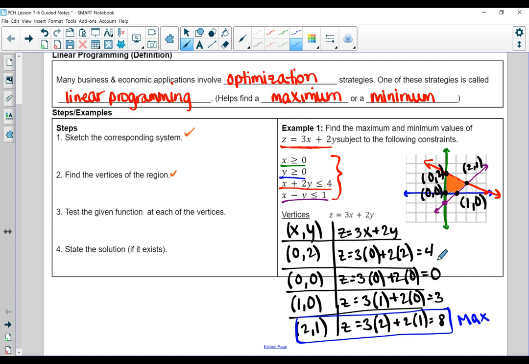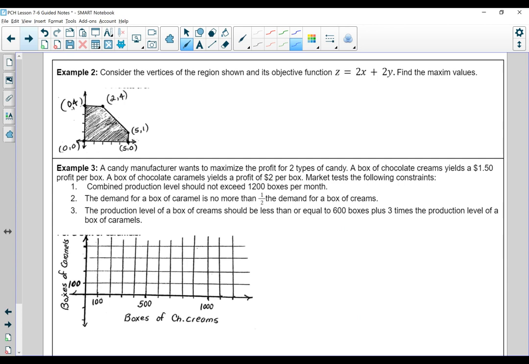And then my minimum is going to occur at (0, 0), and the minimum is going to be 1. Perfect. All right, so in looking here, we're going to do the same thing.